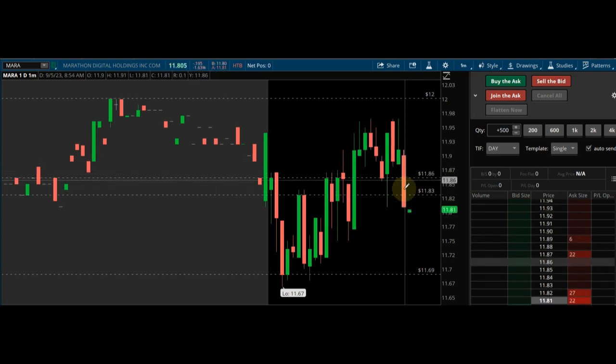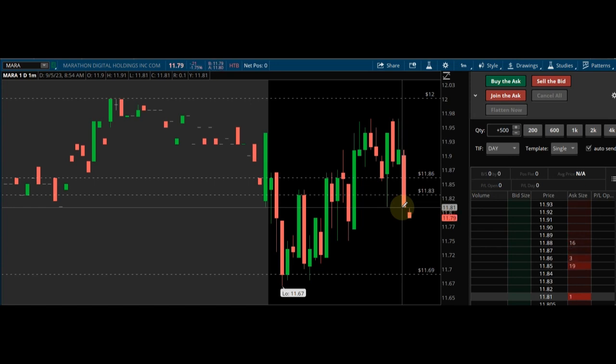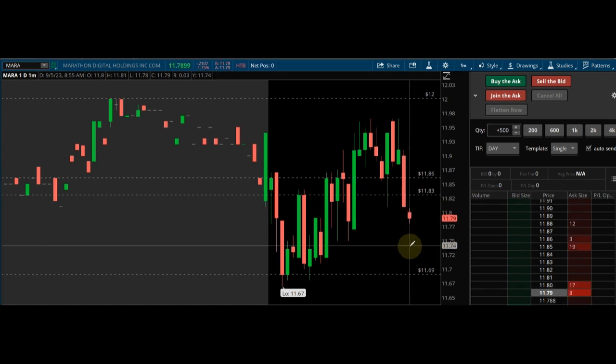Okay, it broke through support. Now it's heading back down. Looks like it's going to head all the way back down to a new level or to a current level.